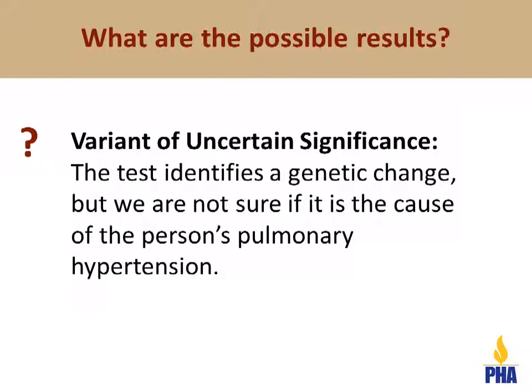The third possible test result is a variant of uncertain significance. This means that the genetic test found a genetic change, but it is unclear if it is a disease-causing genetic mutation or a normal variation that has nothing to do with pulmonary hypertension. If a variant is found, a genetic counselor or geneticist will discuss the steps to be taken to try to better understand the variant.